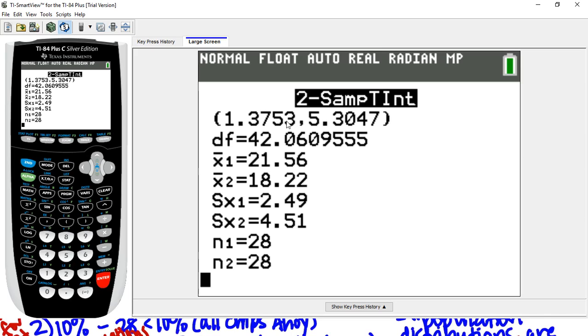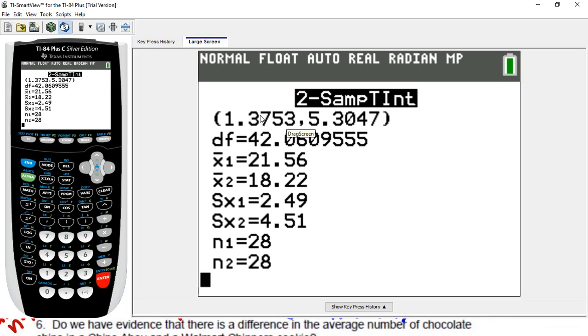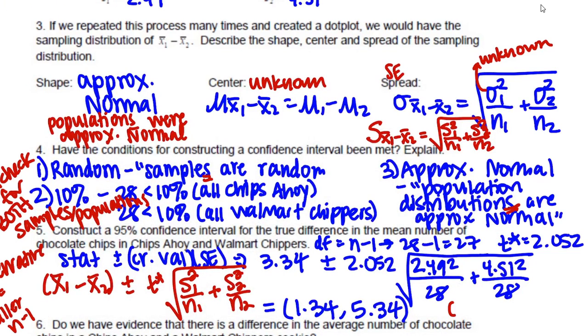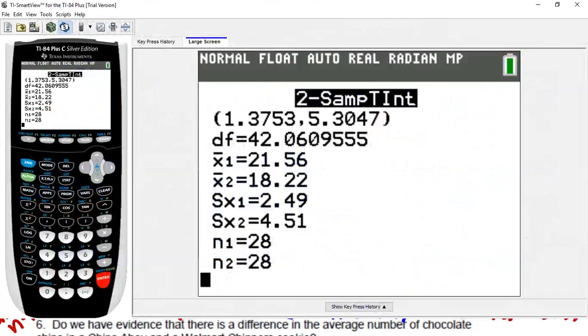I want to show you one thing. This just gives you the interval, which is really nice, but notice that the interval is a tiny bit different than the one we got. We got 1.34 to 5.34, and this is 1.375 to 5.305. So I'm going to write that down. One is not more correct than the other. The difference between them is the degrees of freedom that you see right here.